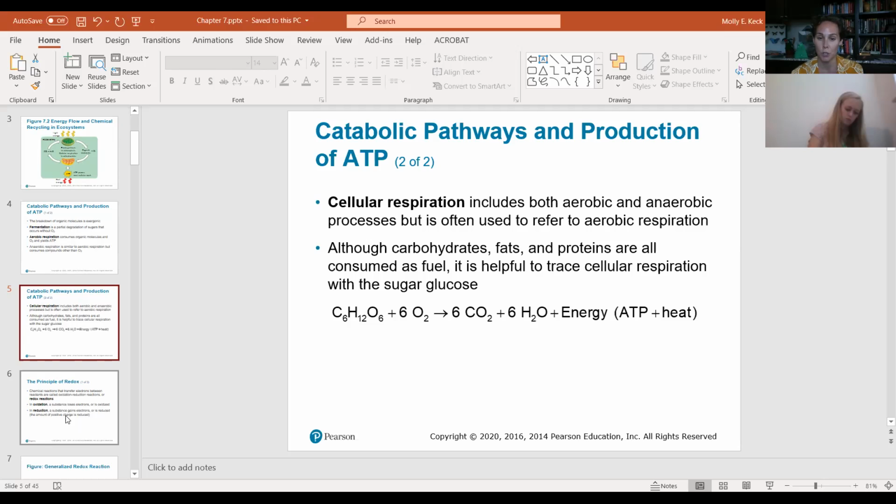C6H12O6 is your simple sugar. That's just one little tiny glucose molecule. Plus 6 oxygens are our 2 reactants. And then our products are CO2, H2O, and energy in the form of ATP and heat. So I would absolutely know what that equation is, because I can promise you're going to see that again on a quiz, in the homework, and definitely on a test.